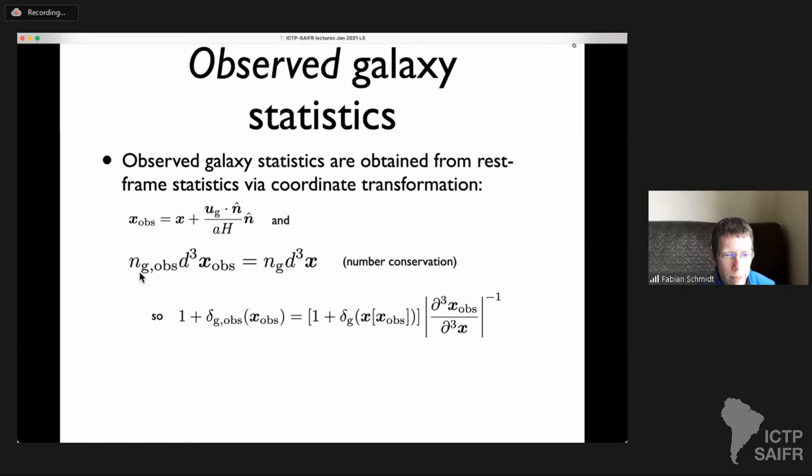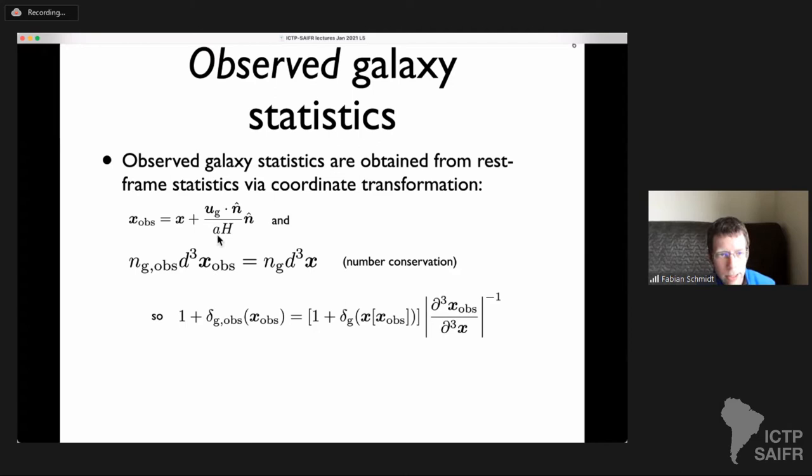We use number conservation, right? No matter where we put the galaxy in terms of observed position, we know that it's there. So the number of galaxies is conserved under this transformation from x to x observed. And then we can do the same computation as we did for the Lagrangian perturbation theory, if you recall, in, I believe, the third lecture. And we get this. So the observed galaxy density is the true intrinsic galaxy density at the proper position that corresponds to x observed, times this Jacobian factor, okay? Now that we have this relation, we can compute this Jacobian factor.